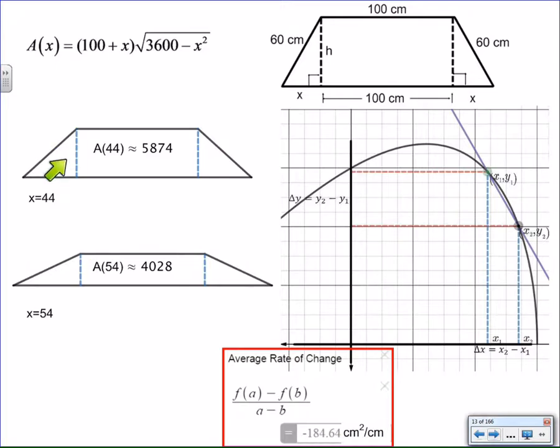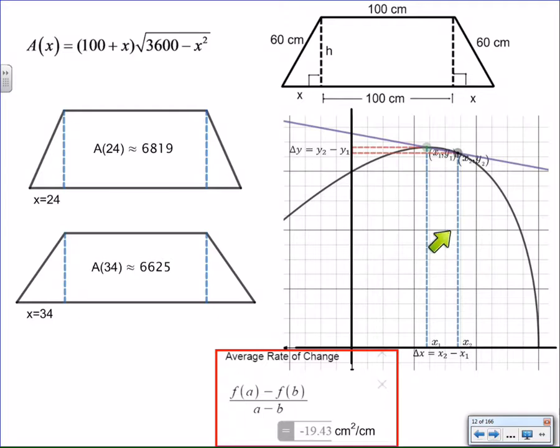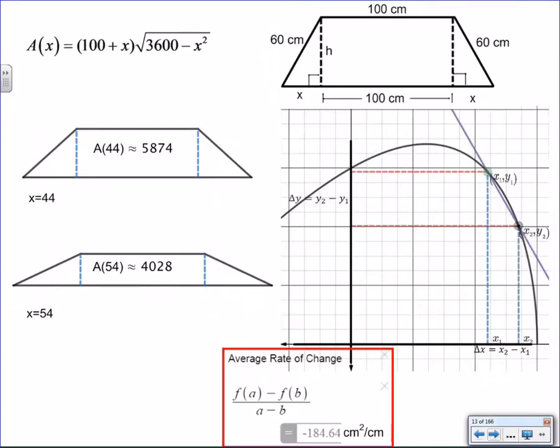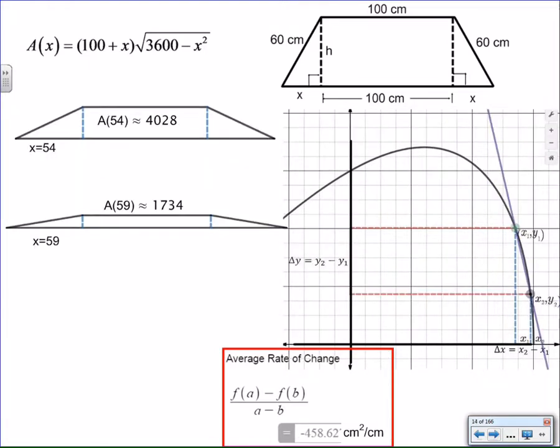And so for every one of the 10 centimeters from 44 to 54, we're losing an average of 184.6 square centimeters. That again is evidenced by the slope of this purple line called the secant line. So here we can see that the slope of the line is not very steep, and therefore we have a small decrease in area, and here we see the slope of the secant line is much steeper, corresponding to a greater decrease in area. Again, so what, and what does this have to do with calculus?